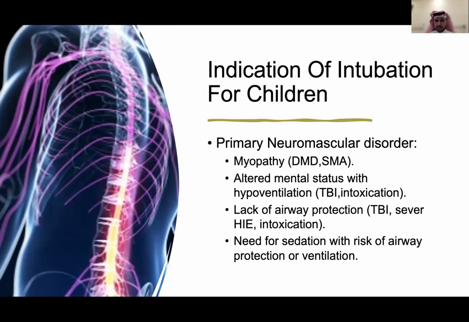Another indication is when a child presents with decreased mental status, a decreased GCS, less than 6, and starts having hypoventilation, like traumatic brain injury or intoxications, which affect the brain and brain stem from doing their job of ventilating the child. Also lack of airway protection, like traumatic brain injury with low GCS, severe hypoxic ischemic encephalopathy, and intoxications. If the child needs sedation, and that sedation will affect respiration and airway protection, then you need to secure the airway.